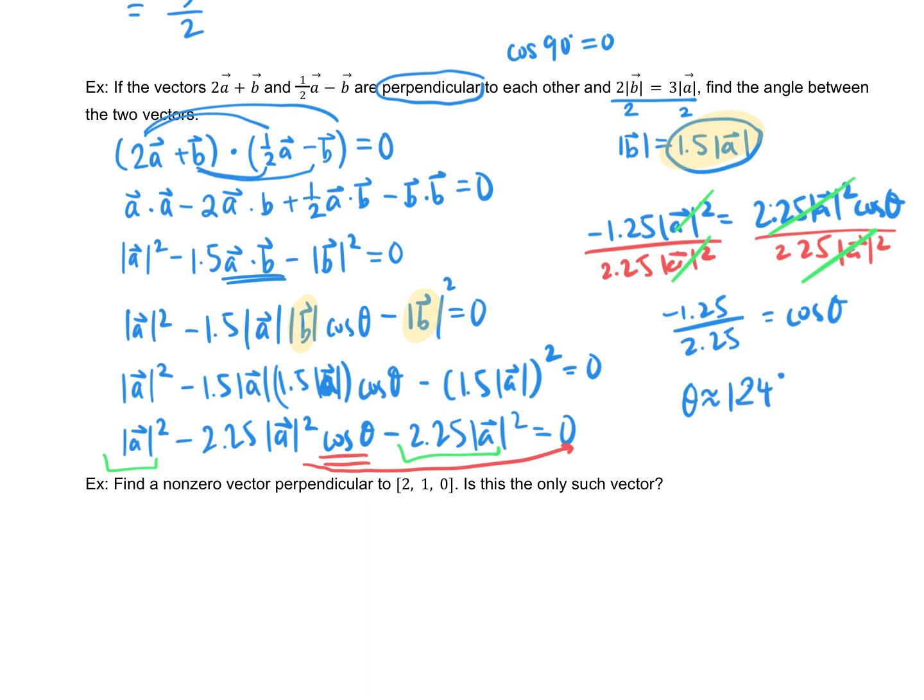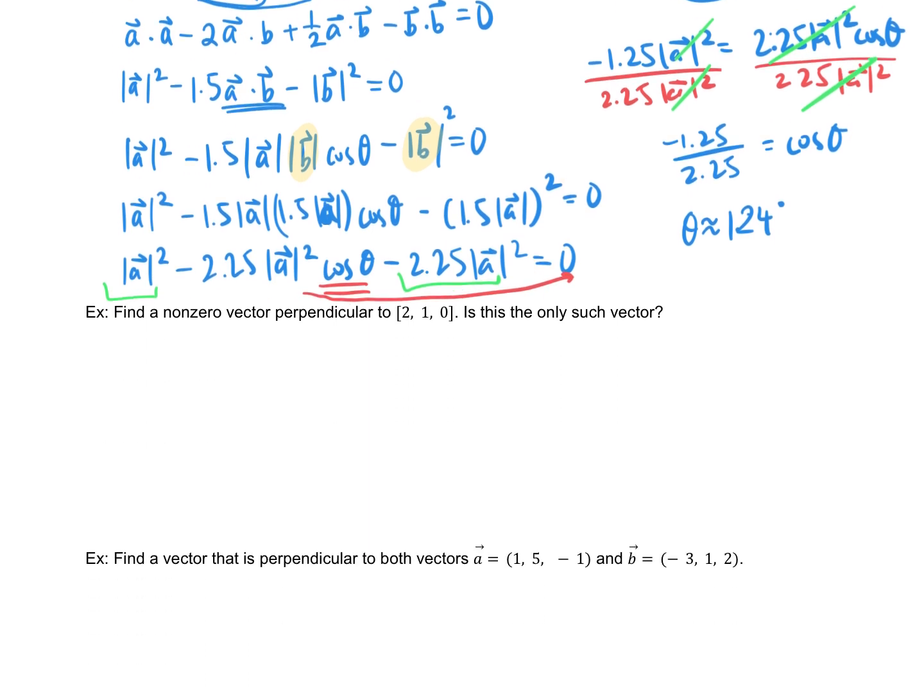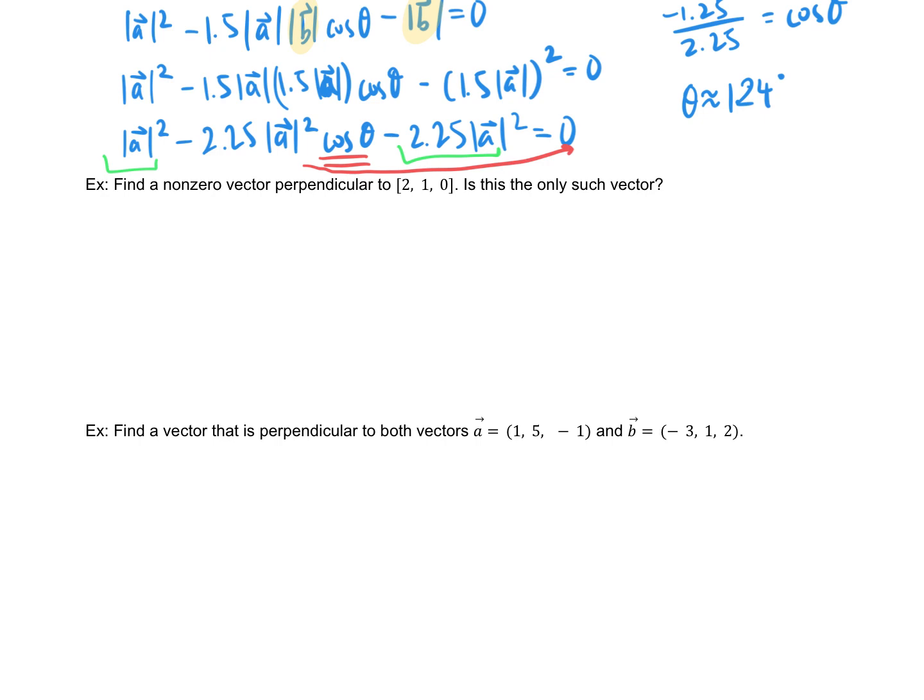Keeping in line with perpendicular vectors, let's find a non-zero vector perpendicular to 2, 1, 0. And is this the only vector that is perpendicular to 2, 1, 0? So again, for vectors, the dot product between this vector and some random vector should equal 0 if they are perpendicular. So let me clean this up a little.